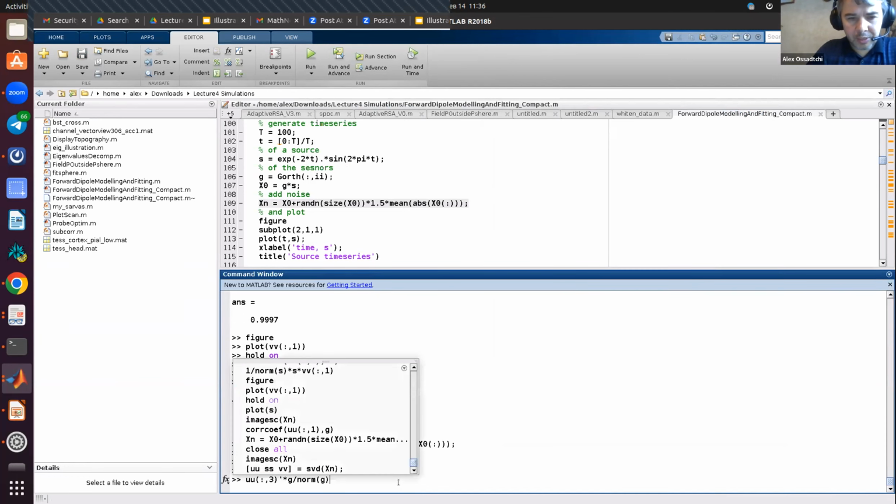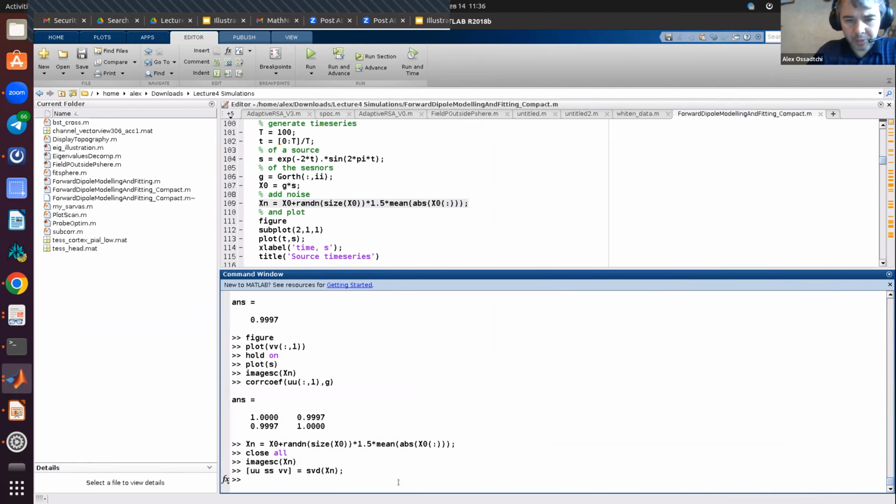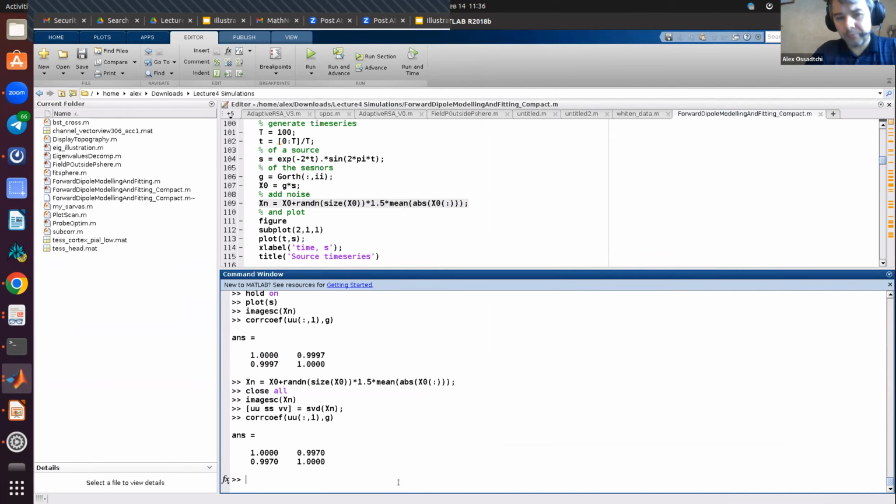And then you again look at the correlation coefficient. You get, of course, slightly less, but still pretty high. Very, very high agreement between the actual forward model that was used to generate the source, the actual topography of the source, and what we got from the data using the mathematical manipulation.